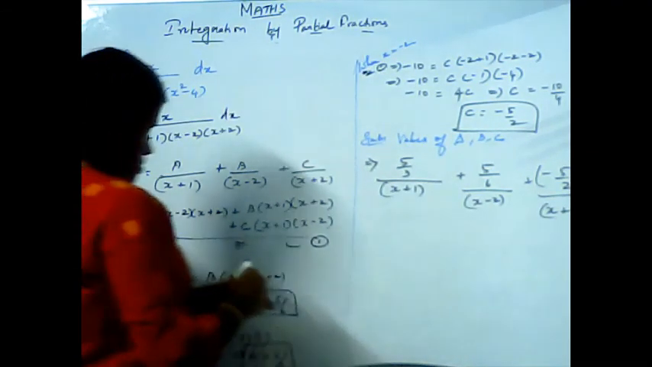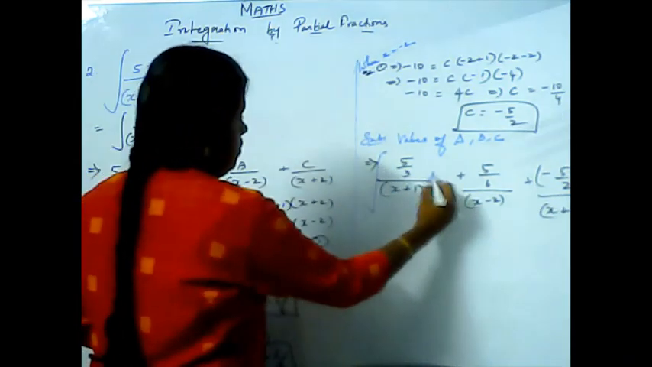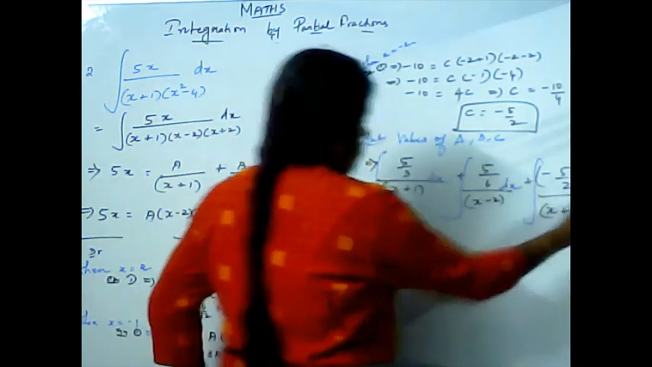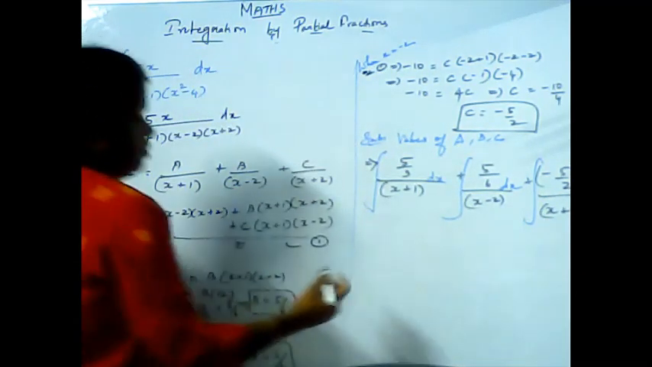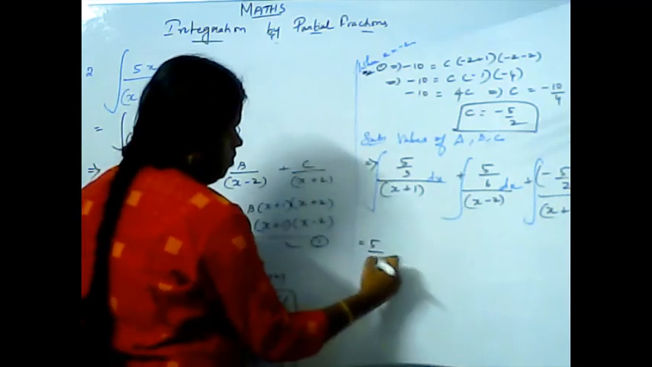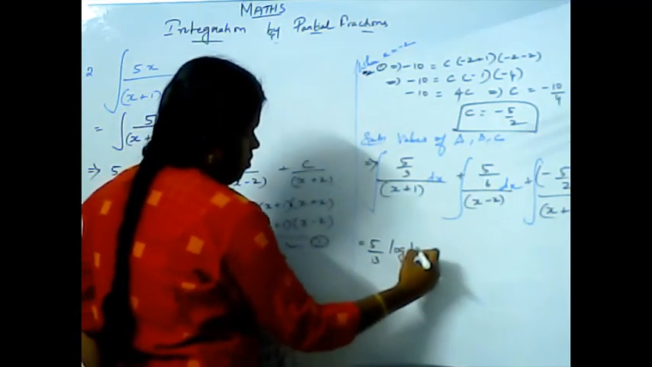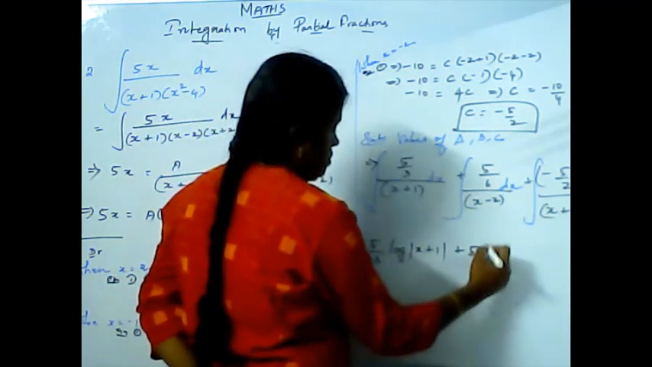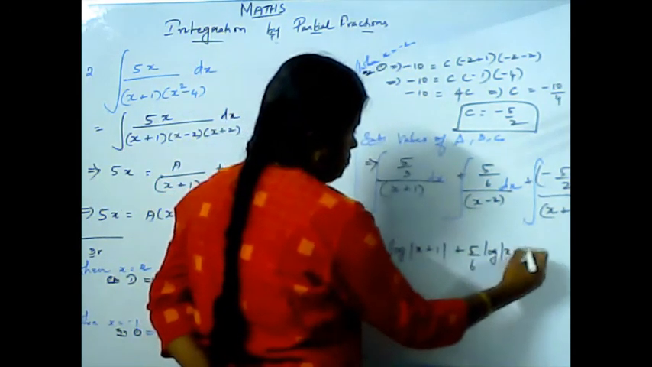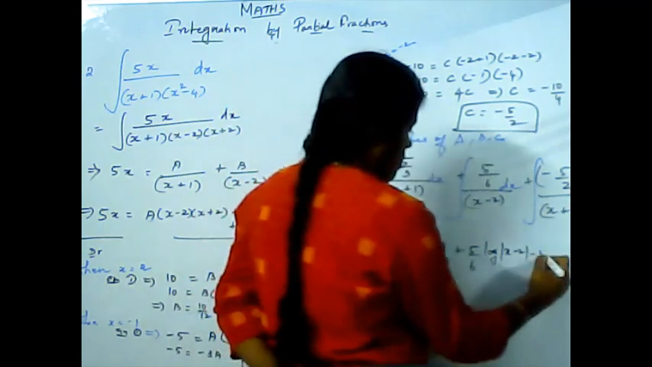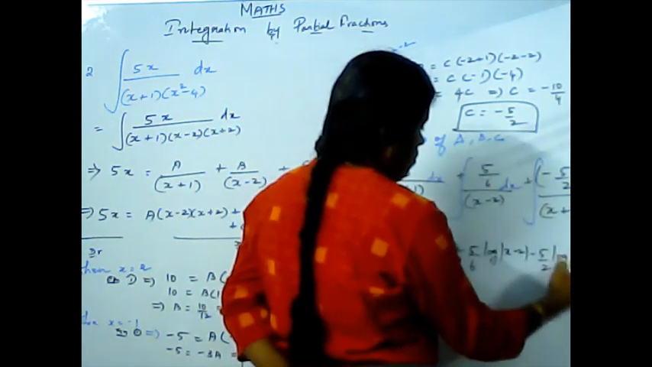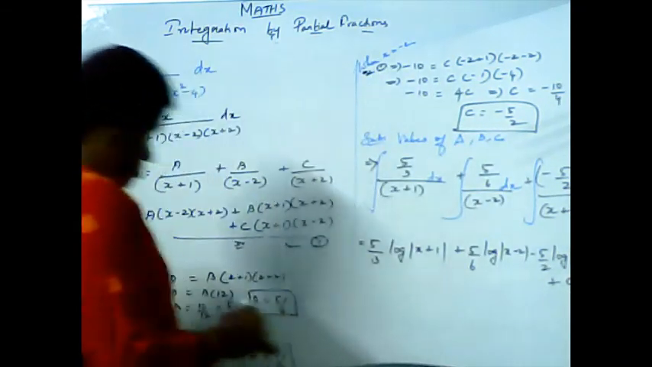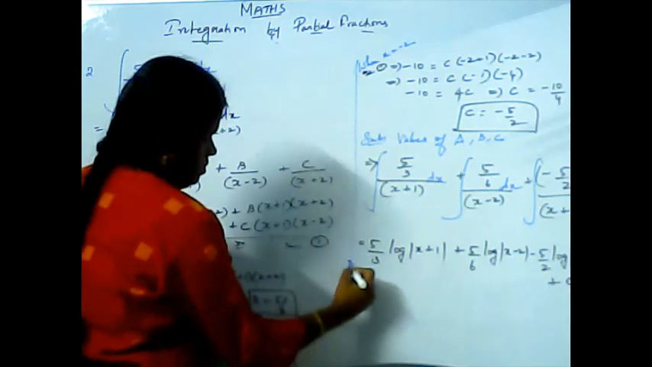And then when you apply the integral for all these, what will we get? This is a constant. So 5 by 3 into log of mod x plus 1, plus 5 by 6 into log of mod x minus 2, minus 5 by 2 into log of mod x plus 2, plus the constant. So your final answer is this.